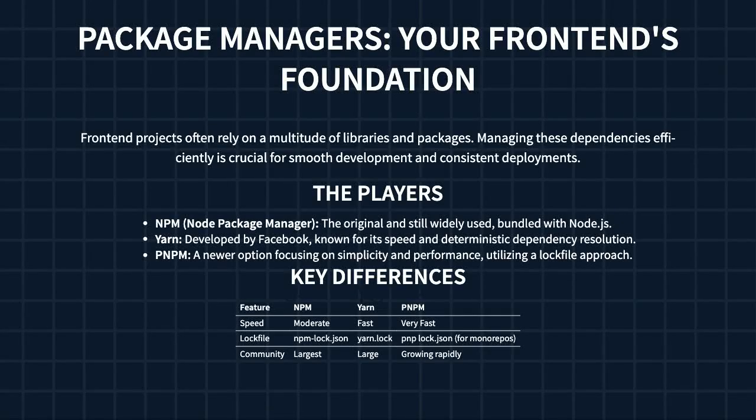Okay, so when you're building a front-end project, you'll inevitably end up using lots of external libraries, things like React or Vue, or even just some simple helper functions. Managing all those dependencies can get tricky. That's where package managers come in. We have three main ones: npm, which is pretty much the standard that comes with Node.js, Yarn, which was built to speed things up and make sure everyone's using the same versions of libraries, and pnpm, a newer option that's gaining popularity because it's really simple and fast. Let's take a quick look at how they compare. npm is still super popular, Yarn is known for being fast, and pnpm is all about making things easy.